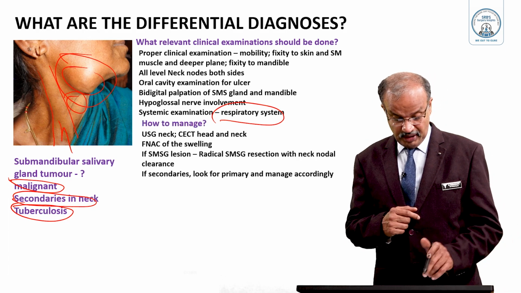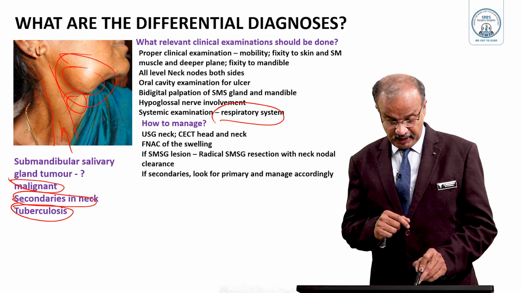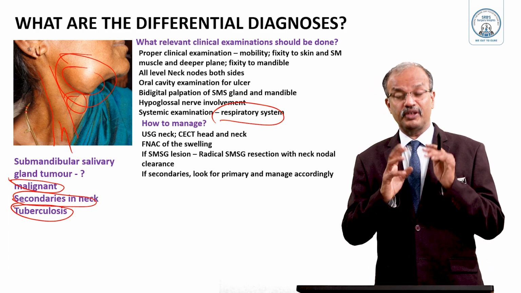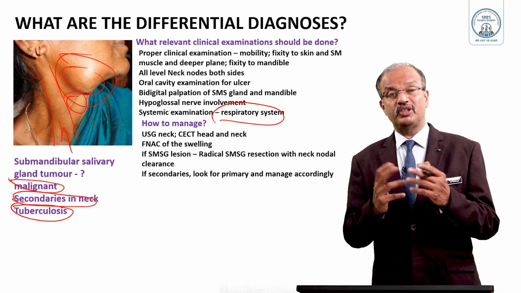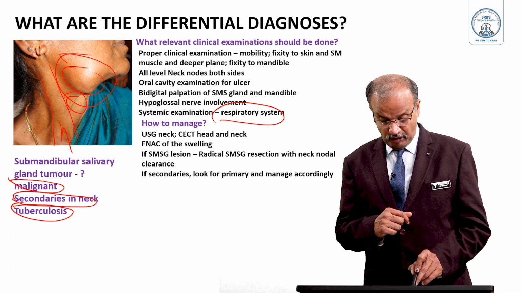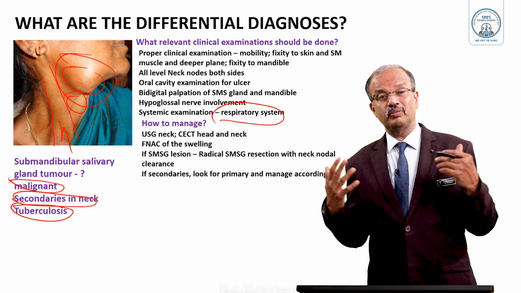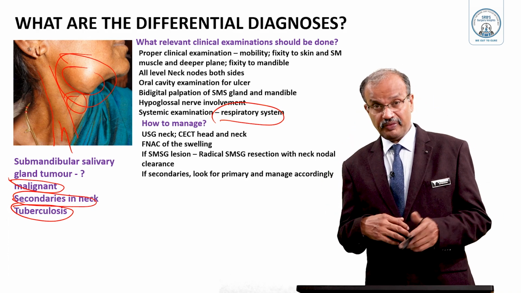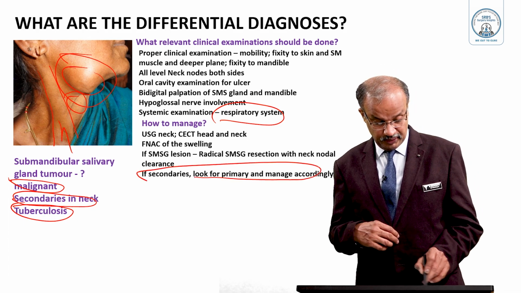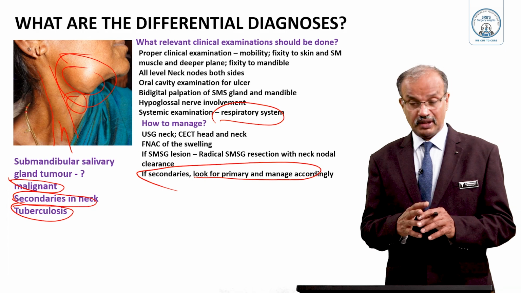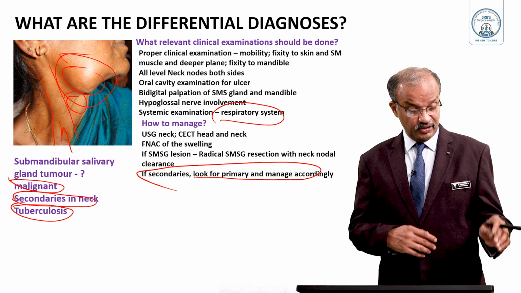So how to manage? Ultrasound next, CT scan is a must, FNAC of the swelling. And treatment for a submandibular salivary gland tumor is radical excision with neck nodal clearance, of course with adjuvant chemotherapy and radiotherapy. Second, in the neck, look for the primary: do triple endoscopy, blind biopsies, PET CT, then go ahead and see whether it's an occult primary or a known primary. Then accordingly you manage. So that is how exactly you manage this patient. It's a very common short case kept in the exam or OSCE. So you have to know how to manage these patients.